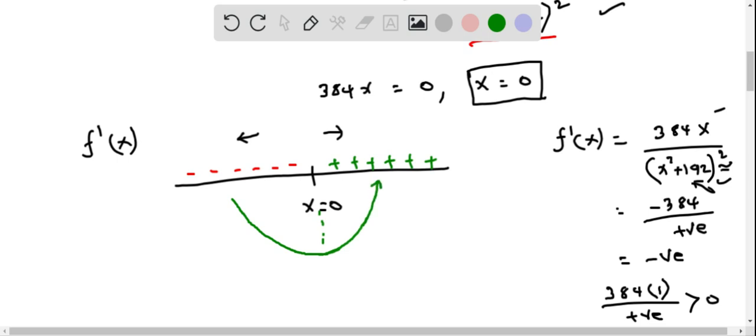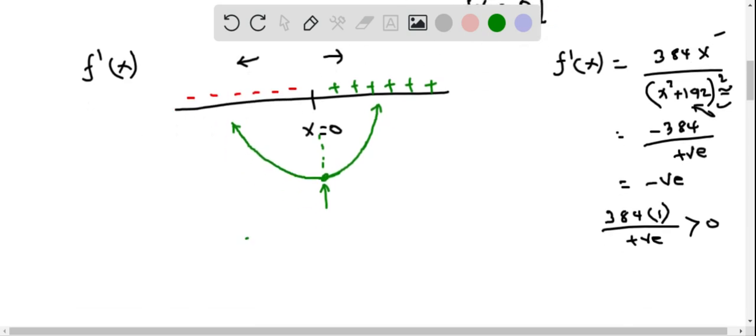So we draw it like this, and so we get the shape of f of x around x equal to 0 as like this. And this means that x equal to 0 is a point of minimum. That is, we see that it is a relative minimum at x equal to 0.